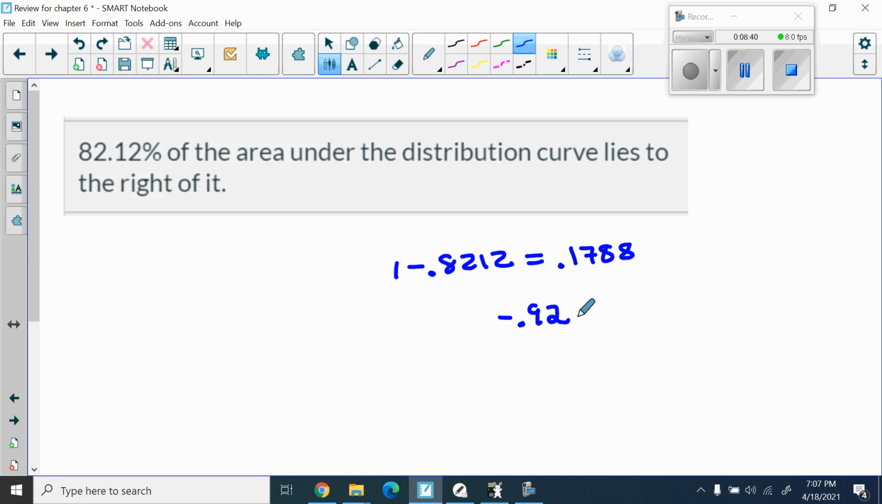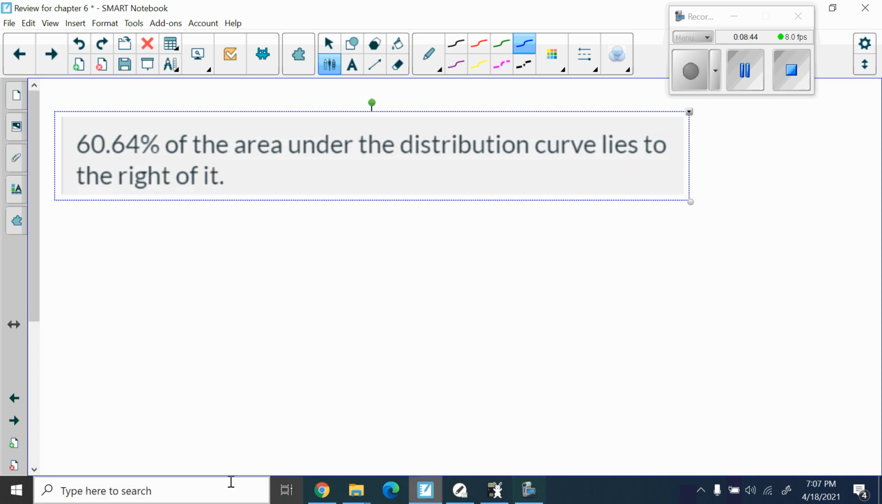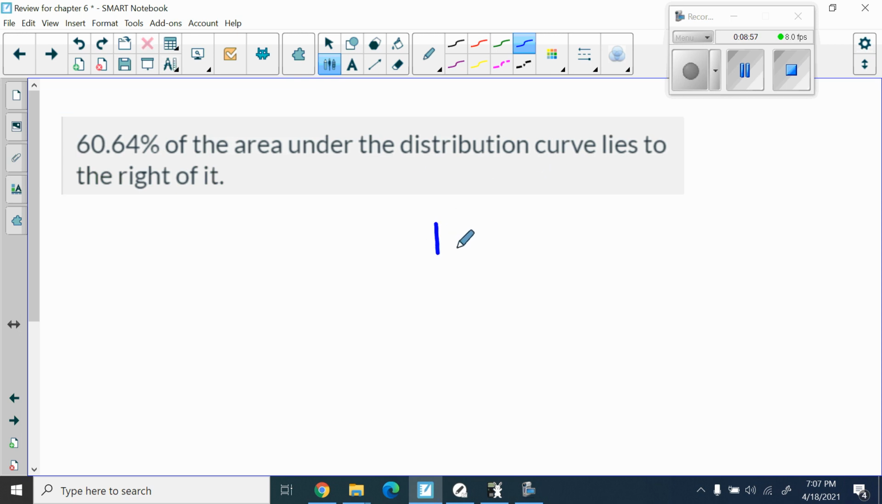Now, if you're going to notice, a lot of times what I'm going to do is bring the z-scores to 2 decimal places. So z-scores are usually to 2 decimal places and the areas to 4.